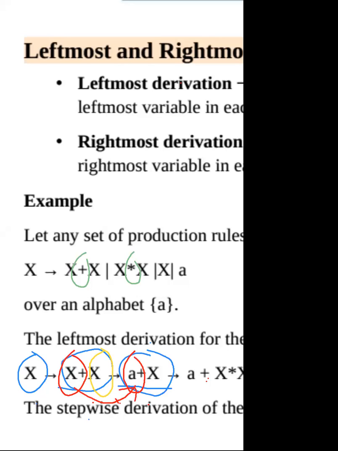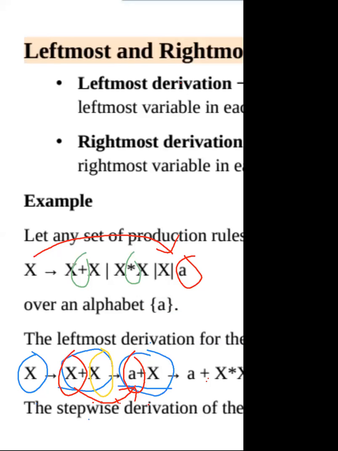Got it? Yes sir. So the leftmost X has been replaced by A. By which production? By this production, S implies A. By this production, X implies A, you have written A plus X. Up to this step, is it clear to all of you? If any query, then please ask.